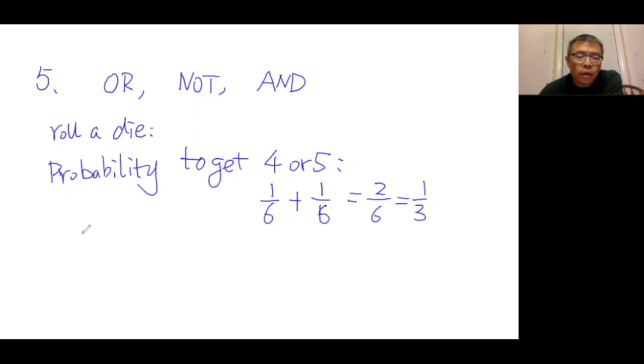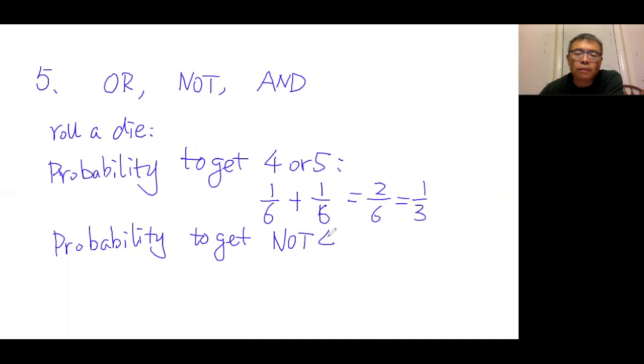Another thing we can ask is the probability to get something that's not 4. Again, this follows intuition. The probability of getting 4 is 1/6. So the probability of getting not 4 is simply 1 minus 1/6, where 1 is the total probability. So this gives you 5/6. So the probability to not get 4 is simply 5/6.